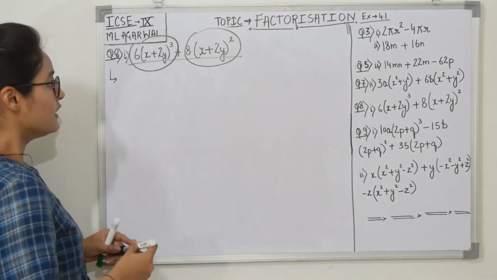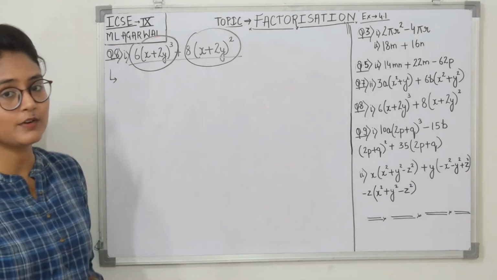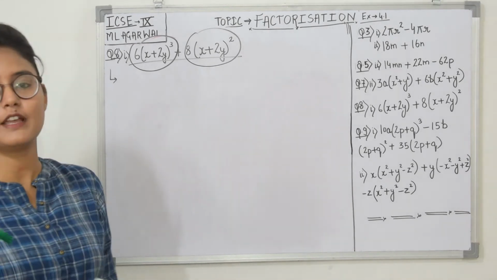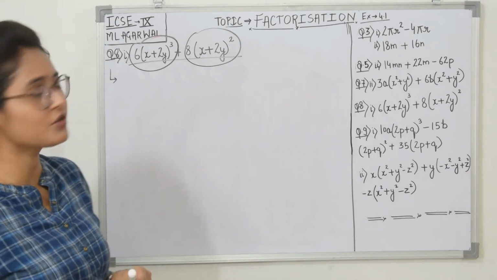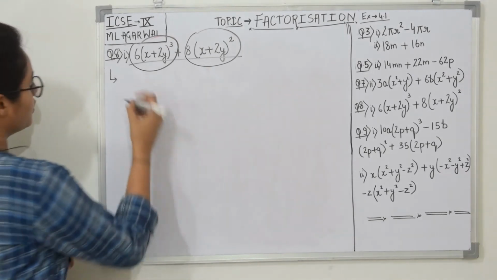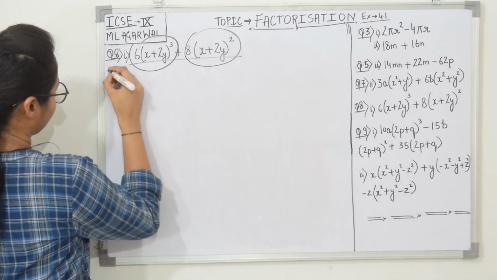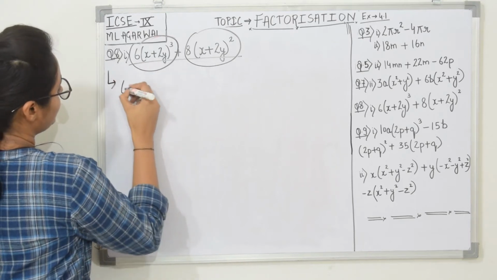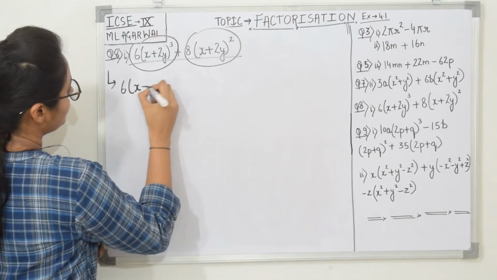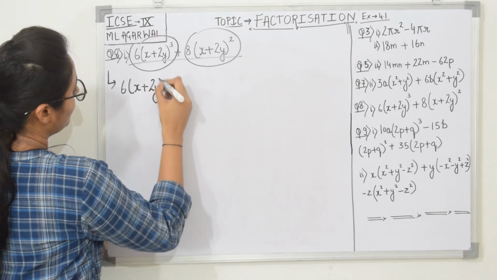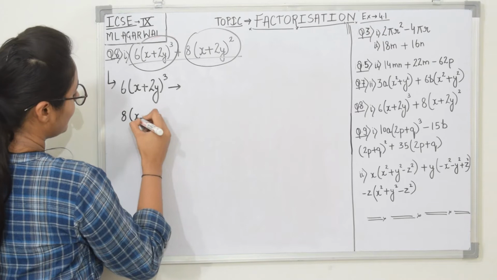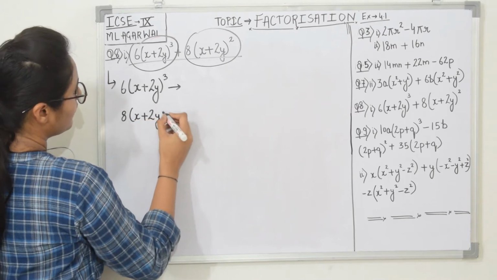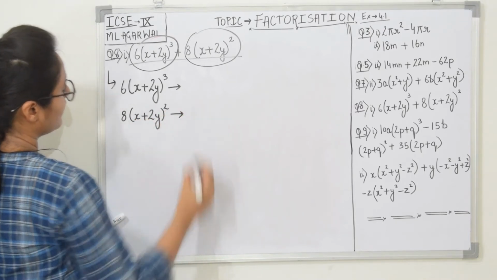Again, we have just analyzed the question. I have not told you, I just need you to use your extra brain here. Just analyze the question, follow the basic approach, and then we will do what we have to do. See, the first term is 6(x + 2y)³. Our second term is 8(x + 2y)².